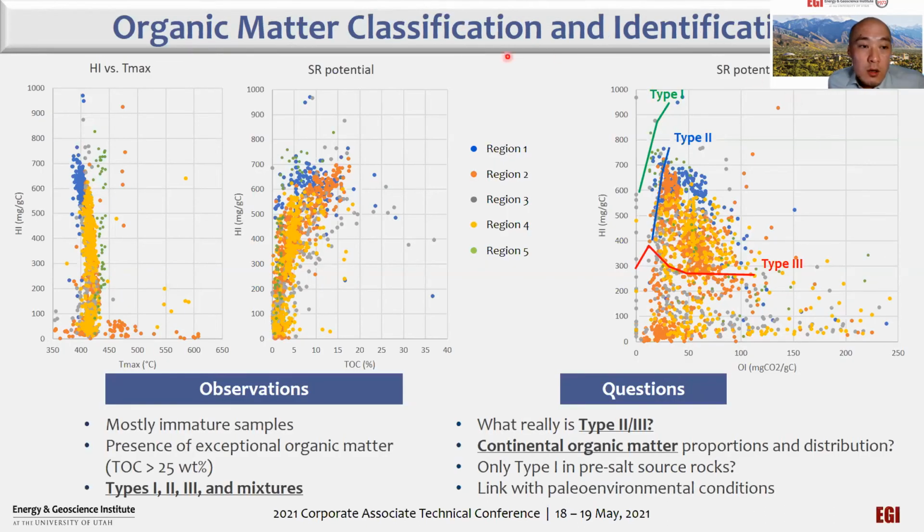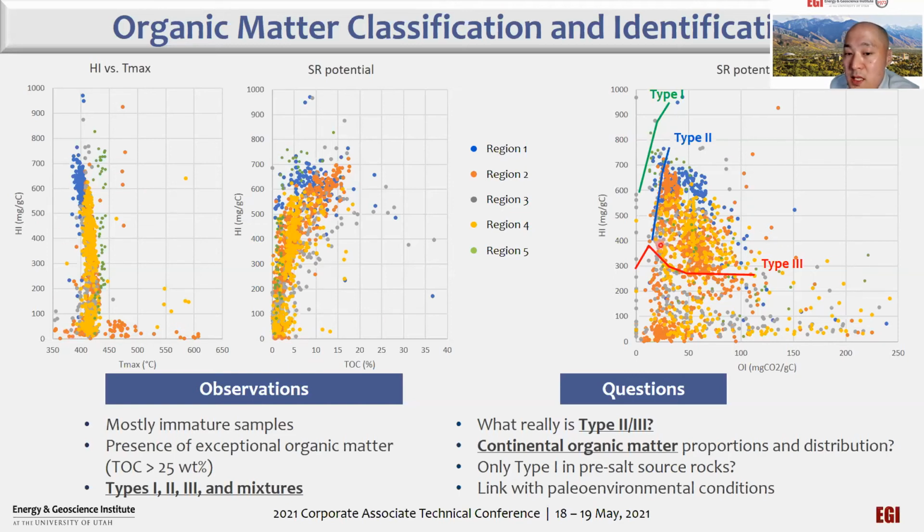And I'm going to highlight the two key issues using the real data from the South Atlantic. The left graph, HI against Tmax, shows that most of the samples are immature. The graph in the middle, HI against TOC, shows a decreasing trend in HI value with a lower TOC, which is a sign of MME, given that your samples are immature.